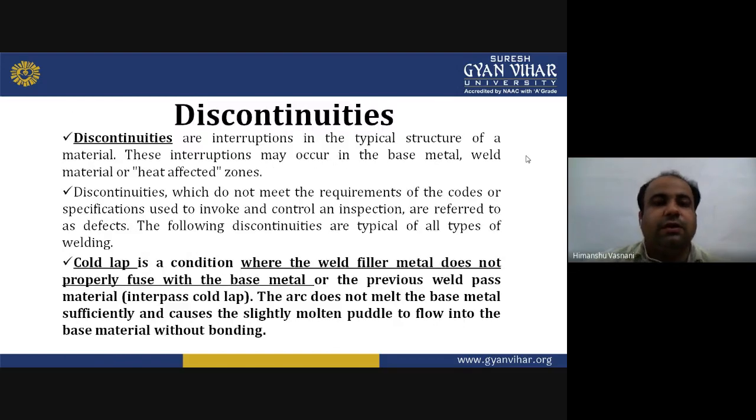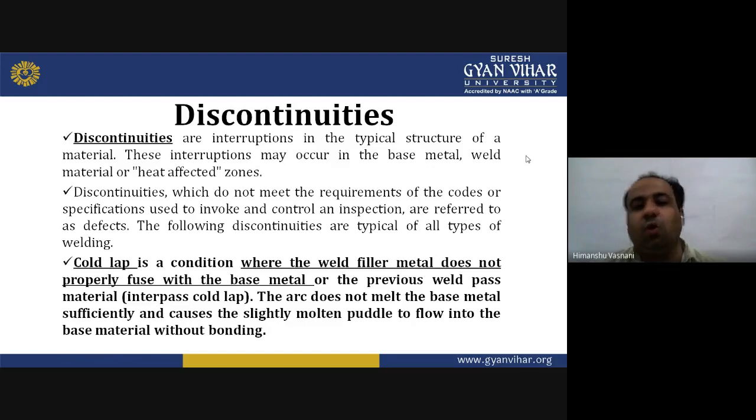Now, discontinuities are interruptions in the typical structure of a material. These interruptions may occur in the base metal, weld material, or heat affected zone. While welding, the material on which we are welding is called a base metal. The material through which we are welding it is called a weld material, and the zone where the fusion actually happens is called the heat affected zone. So discontinuities which do not meet the requirement of the codes or specification used to invoke and control inspection are referred to as defects. So the following discontinuities are typical of all types of welding.